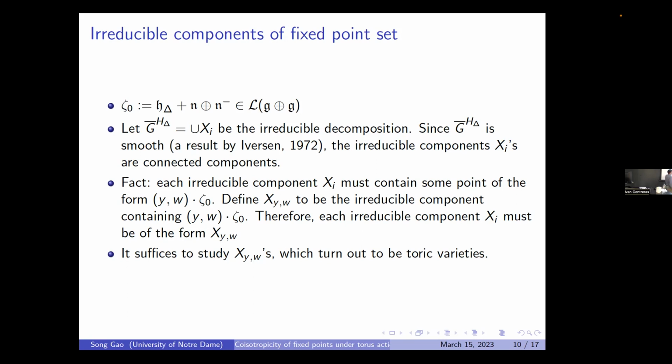So this is the irreducible decomposition of the torus fixed point set, which is a union of the X_{y,w}. To study this variety, it suffices to study all of the X_{y,w}. If I can describe them clearly, then this variety is clear.